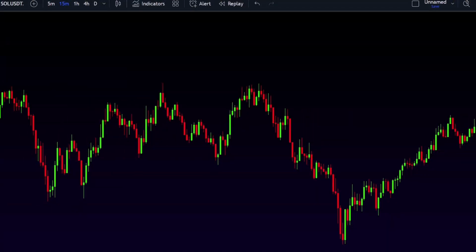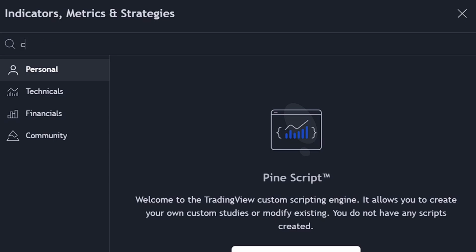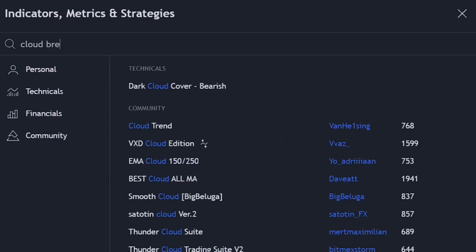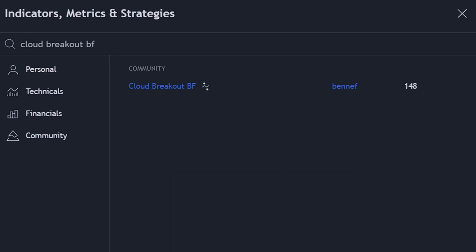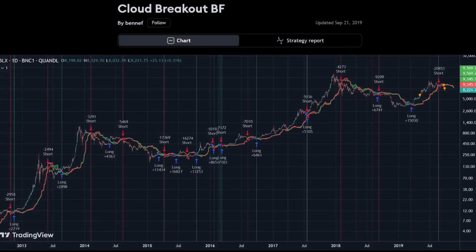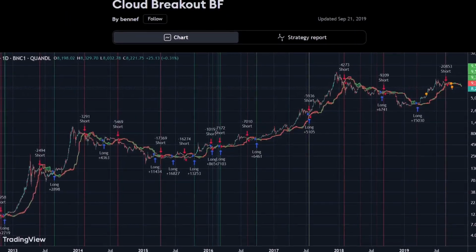All right, let's dive right in and kick things off with our first indicator called Cloud Breakout BF. First things first, open up TradingView. It doesn't matter if you're looking at Forex, crypto, or stocks, whatever works for you. Once you're in, look for the indicators option at the top of the screen. Click on that, and in the search bar, type in Cloud Breakout BF. When it pops up in the results, click on it, and boom, it'll automatically be added to your chart.